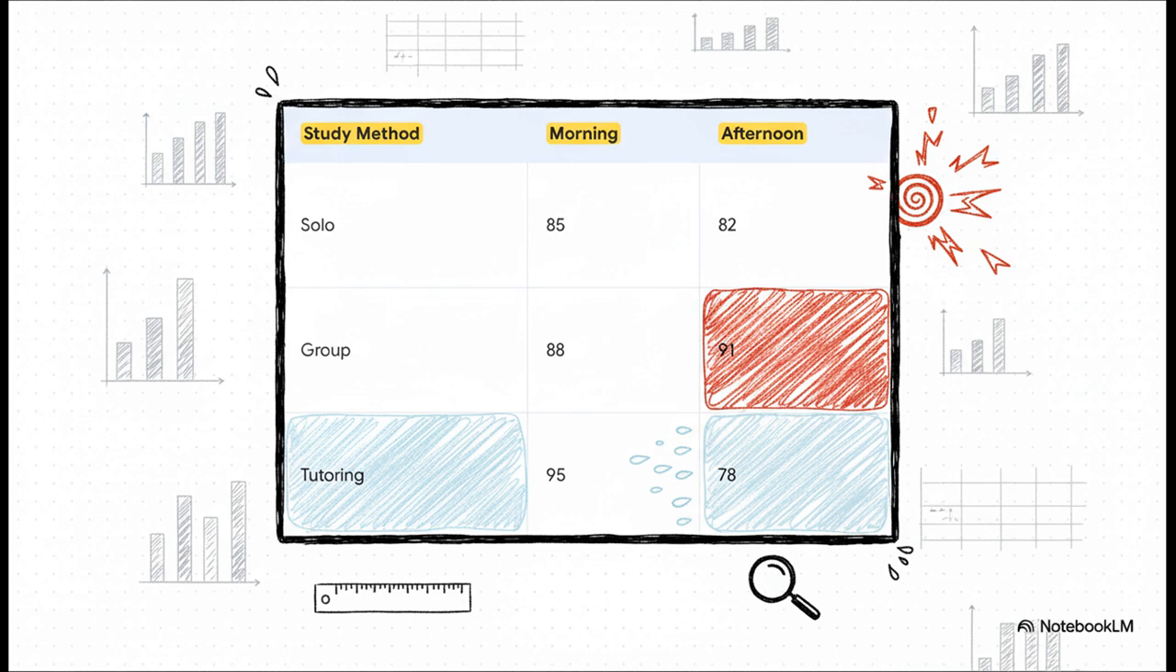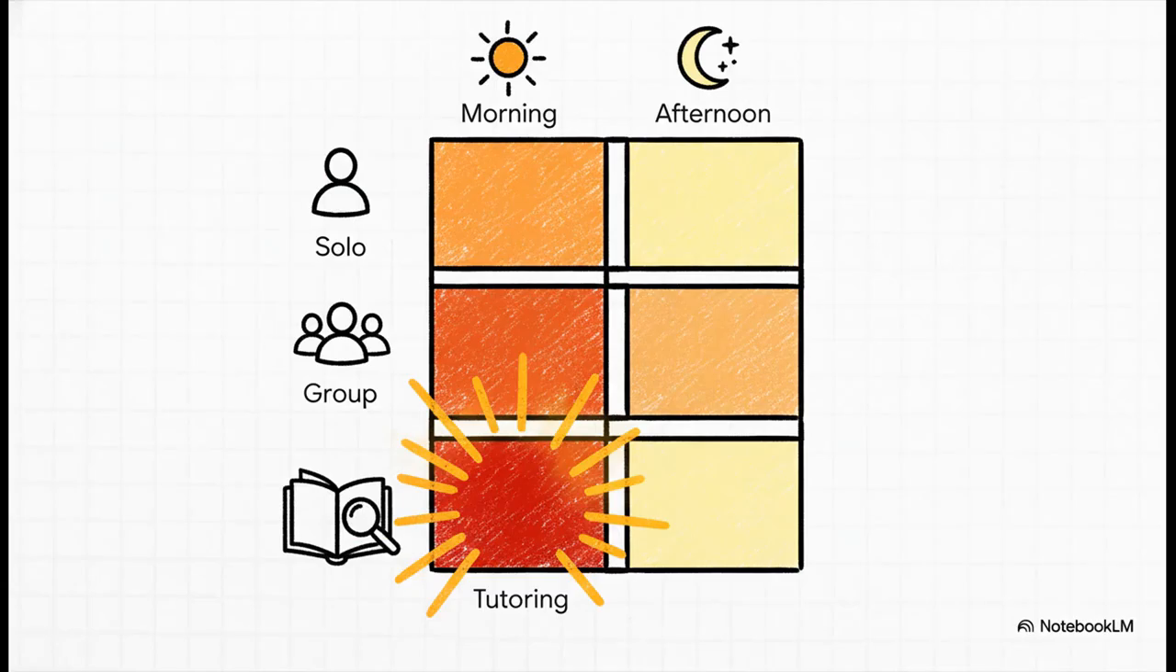Now, just for a second, imagine this is a heat map. Scan the numbers with me. Where's the lowest score? That's 78. That box would be our lightest, palest color. Now, where's the highest? Oh, look at that. Tutoring and morning classes, a 95. That box would be the darkest, most intense color on the whole map. That's our hotspot. And just like that, the heat map makes the answer impossible to miss.